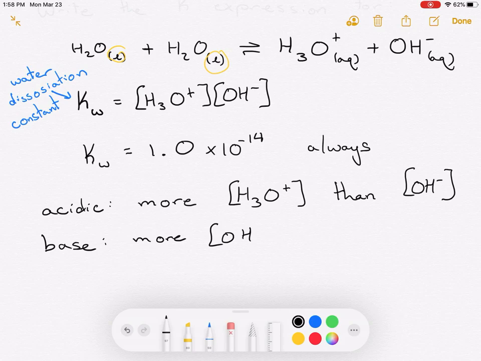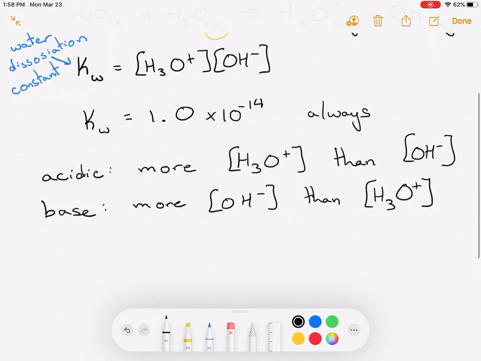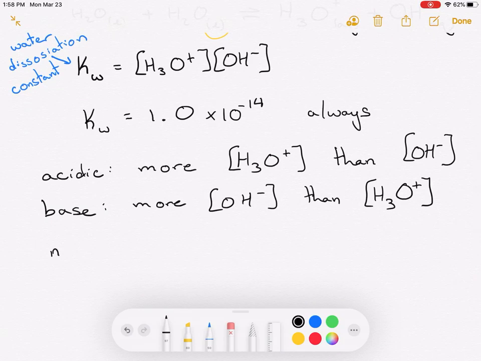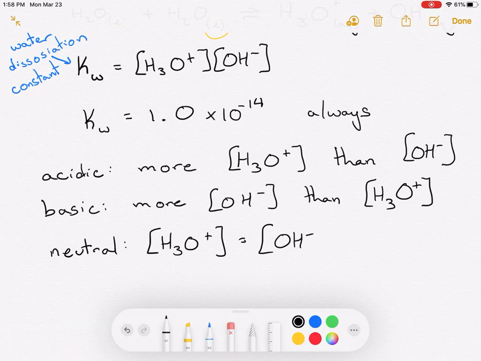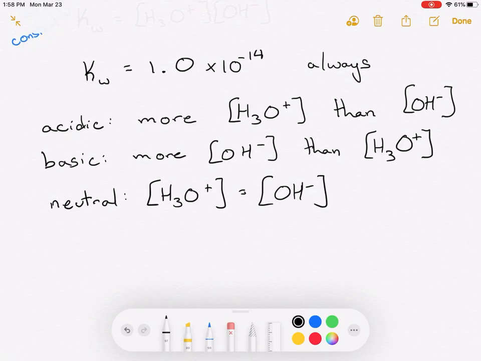Similarly, a base is going to have more OH minus than the concentration of hydronium. So you know that you can have something acidic, you can have something that's basic. If something is neutral, you're going to find that the concentration of H3O plus is equal to the concentration of your OH minus, right? You have just as many acidic things in your solution as you do basic, and so they neutralize each other out. We talked about this before. You're going to have just as much hydronium as you do hydroxide.